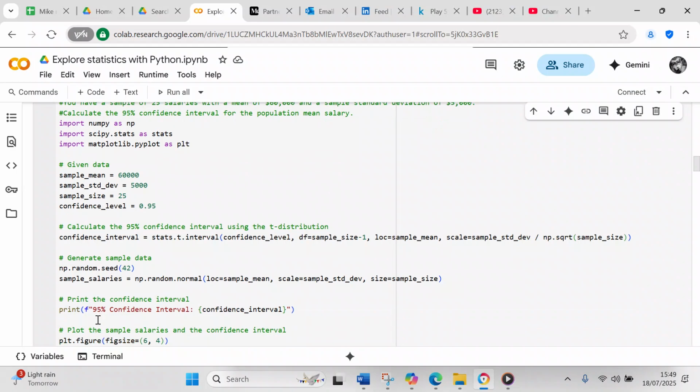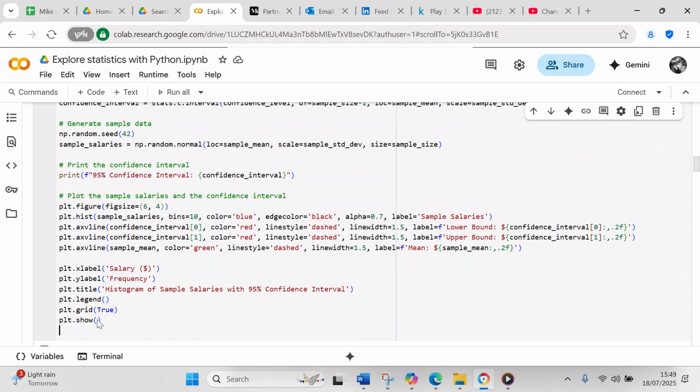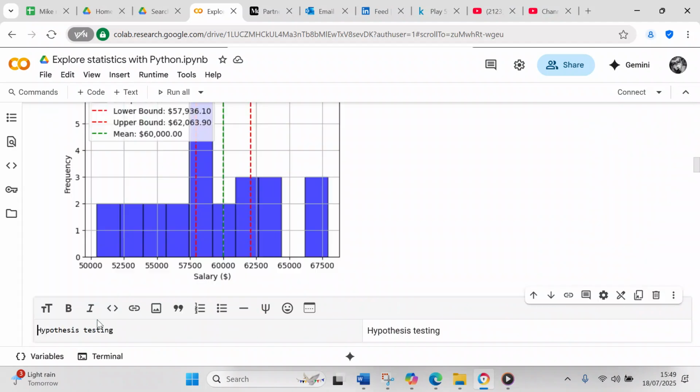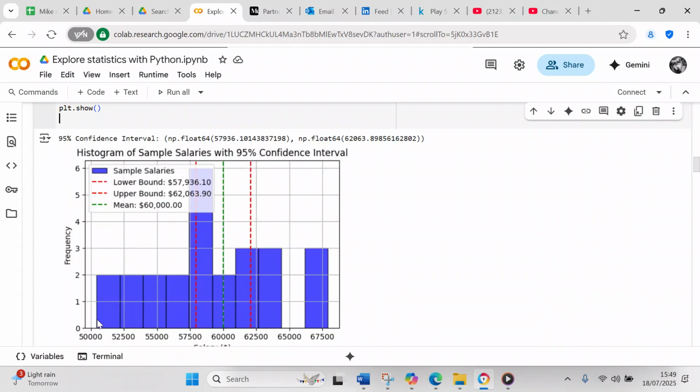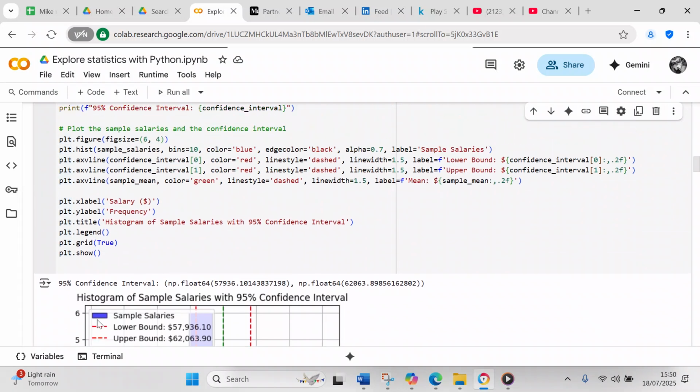So now we're going to print the confidence interval. The confidence interval is 57,936 to 62,063, or really 64. And that's your confidence interval.